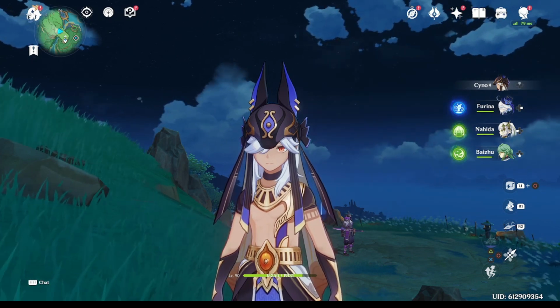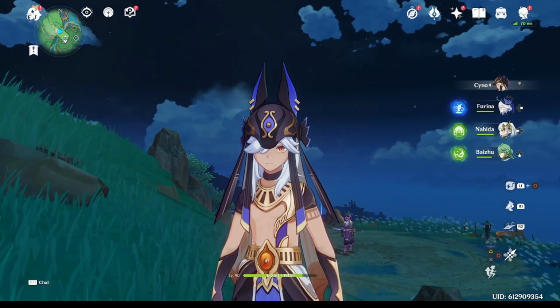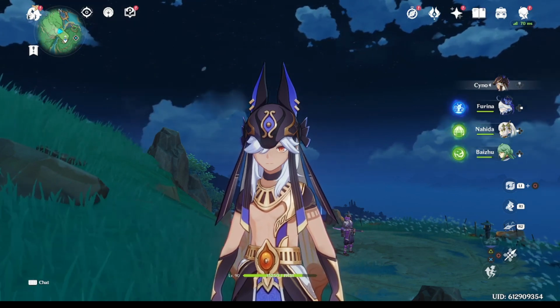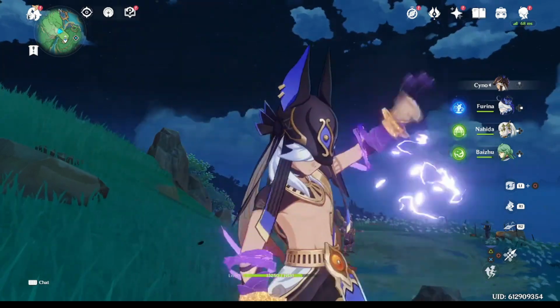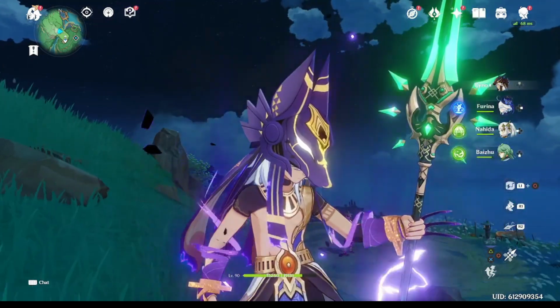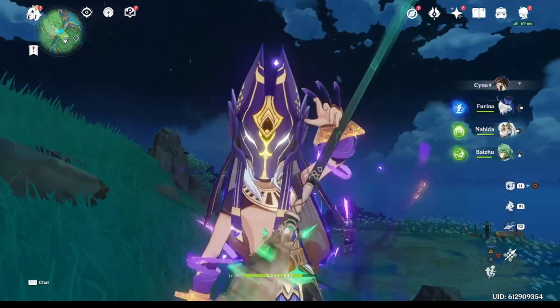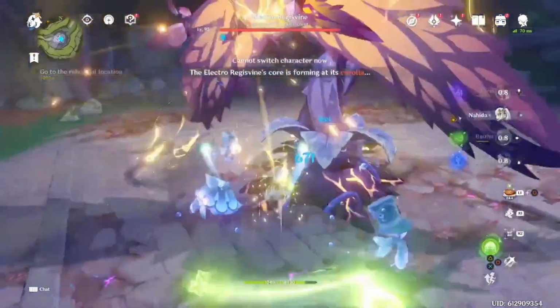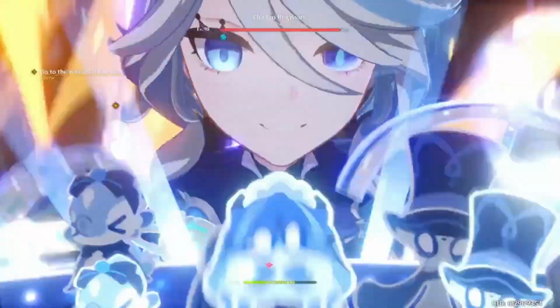So, I think by now we are all familiar with the term Quickbloom, but are we all familiar with what Quickbloom actually is? And how is it any different from Hyperbloom? Today, I'm going to fully explain how Quickbloom actually works. Quickbloom is a reaction chain involving Hydro, Dendro, and Electro to combine three reactions together: Electrocharged, Quicken, and Hyperbloom.